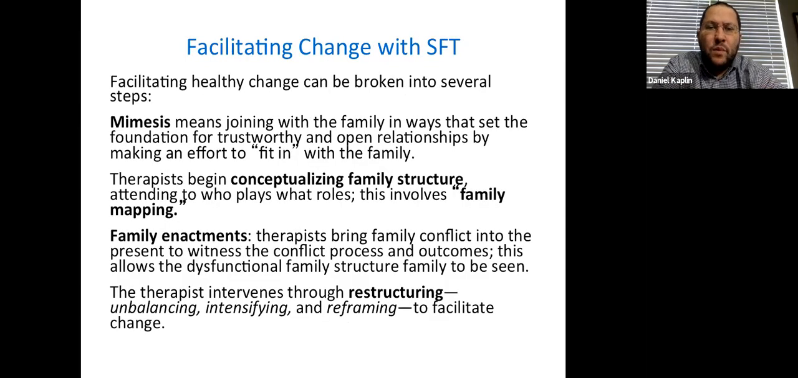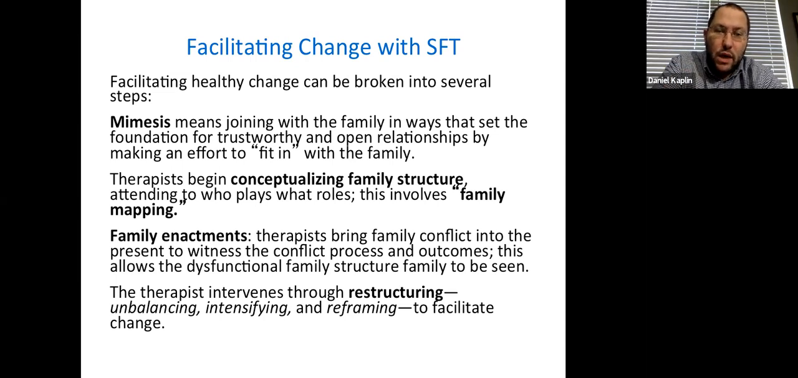So when we talk about facilitating change, we can look at different steps. So the first thing is mimesis, which is joining the family, trying to make efforts to fit in within the family, right? And that really, that's delicate, right? Because you might think of your therapist as somehow disconnected, but not in this model. They're trying to join with the family.